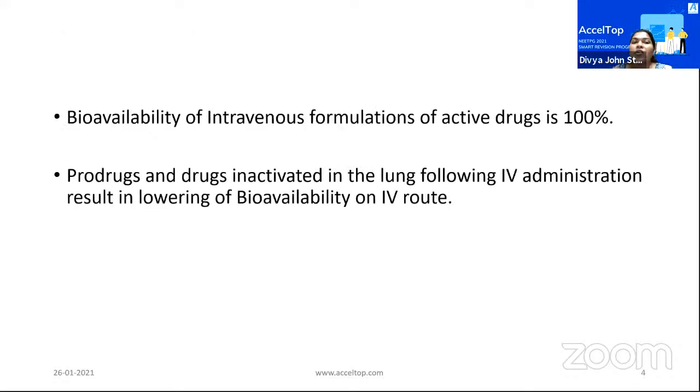So bioavailability of an intravenous formulation of a drug in active form is 100% by general dictum. It is not just any drug given as IV that gets 100%. It is the active drug that gets 100% bioavailability when injected IV. So prodrugs or drugs inactivated in the lung following IV administration result in lowering of bioavailability by IV route. So that is the key concept here.